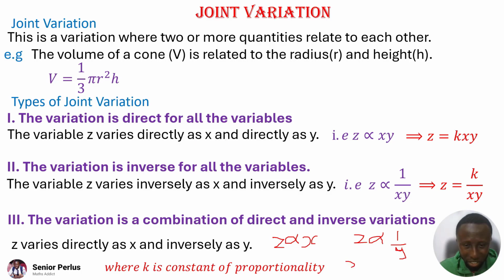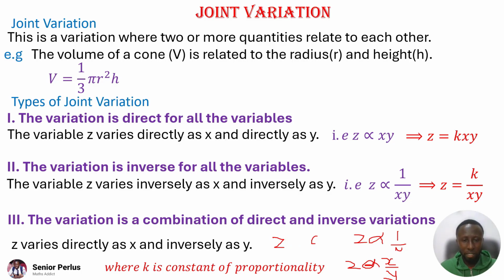So you have z here. It varies directly as s, and inversely, because this one becomes 1 over y, as y. So it becomes z varies directly as s and inversely as y. So that's how to write these variations. It's very easy.